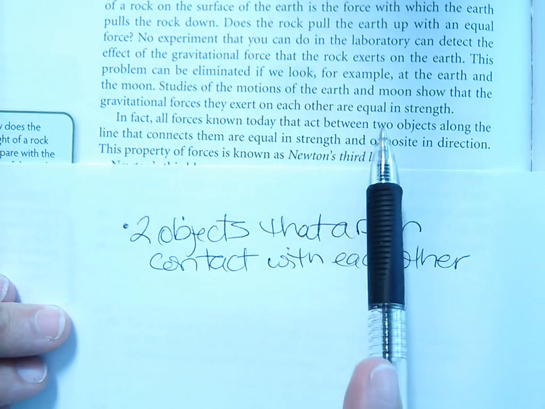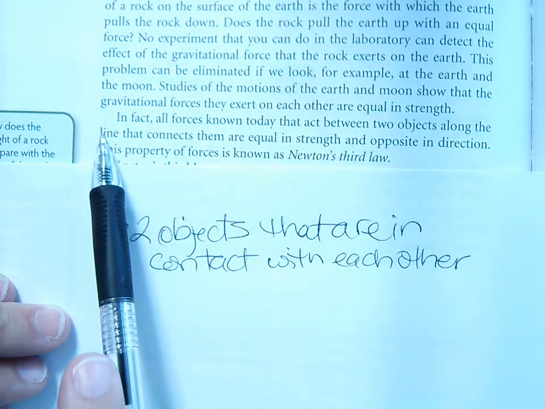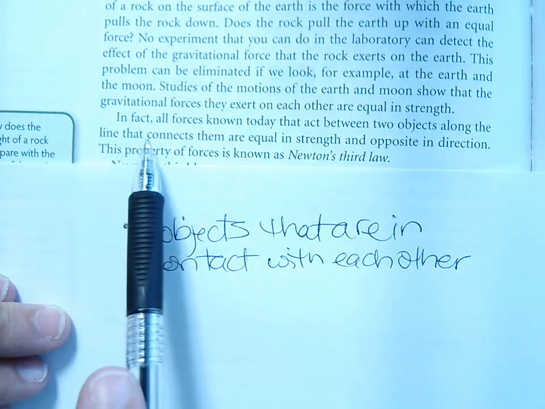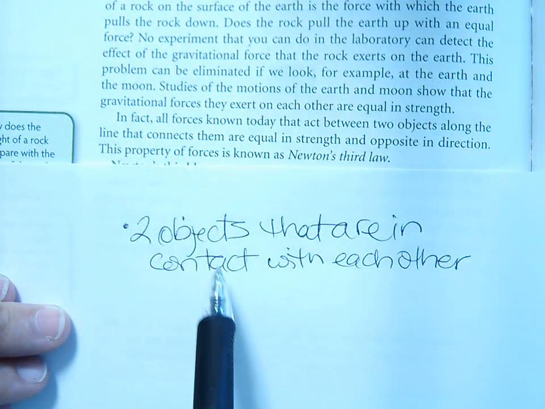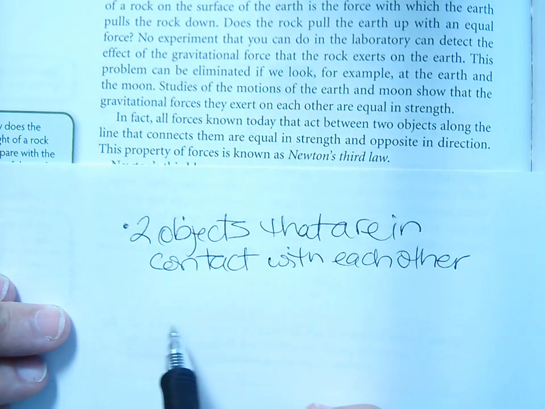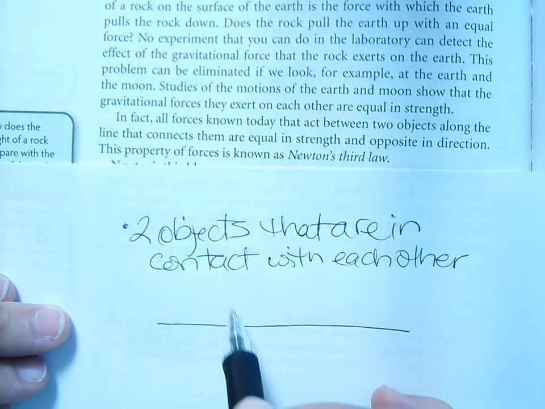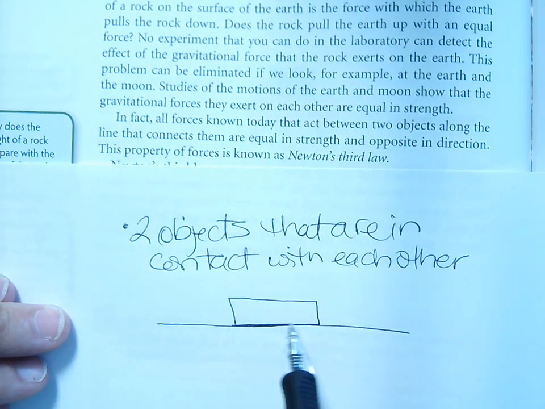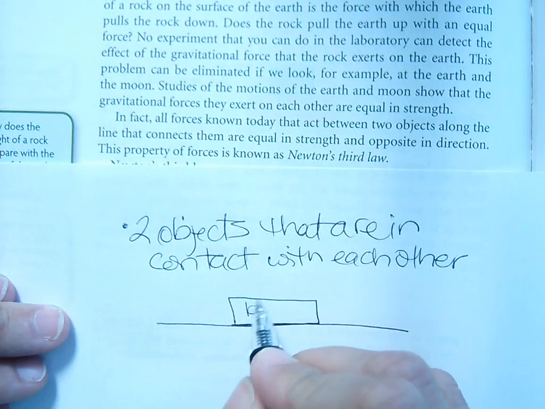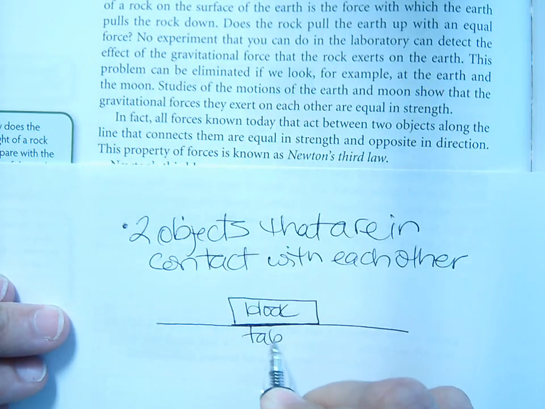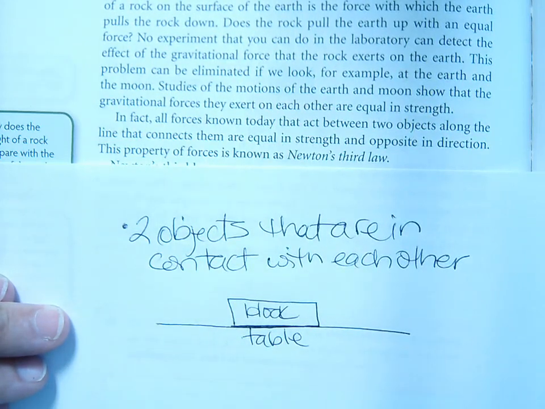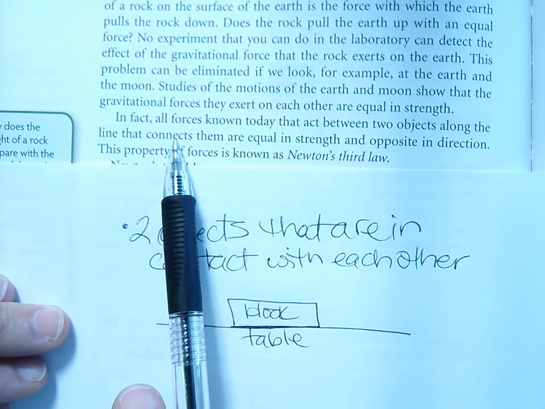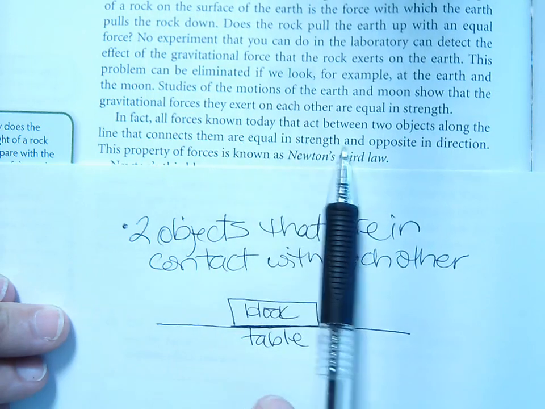Okay, so that's what they mean when they say all forces known today that act between two objects along the line that connects them. Because that's the part where people are like, what are you talking about, along the line that connects them? We're just talking about two objects that are in contact with each other. So if I have a tabletop and a block sitting on the tabletop, the block is in contact with the tabletop. Two objects, block and table, in contact with each other, okay?